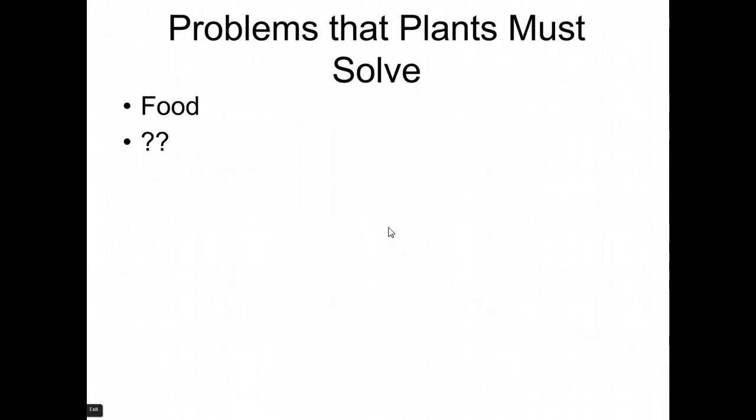So the problems that a plant solves is food. Where does the food come from? Photosynthesis. What else does a plant need? The big plants, plants we're talking about in here, crop plants. What else do plants need? Light, absolutely. What else? Something I've mentioned several times already. Water. What else? CO2, yeah. CO2 to make the carbohydrate.